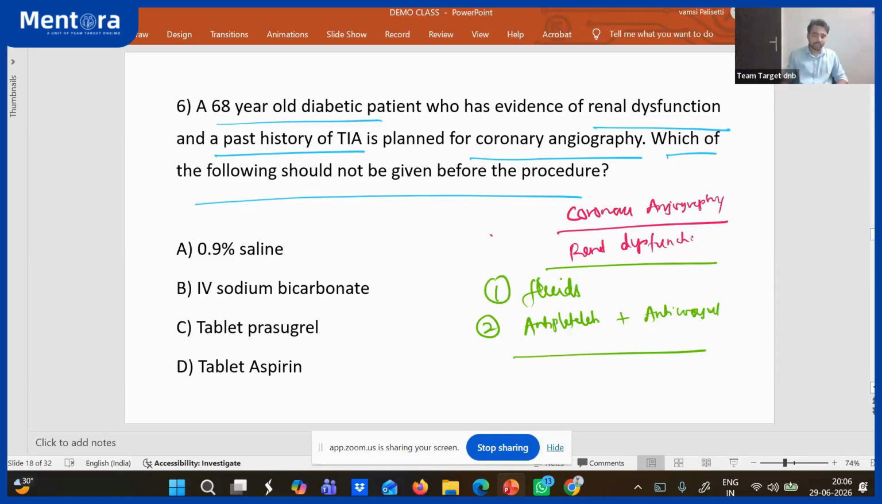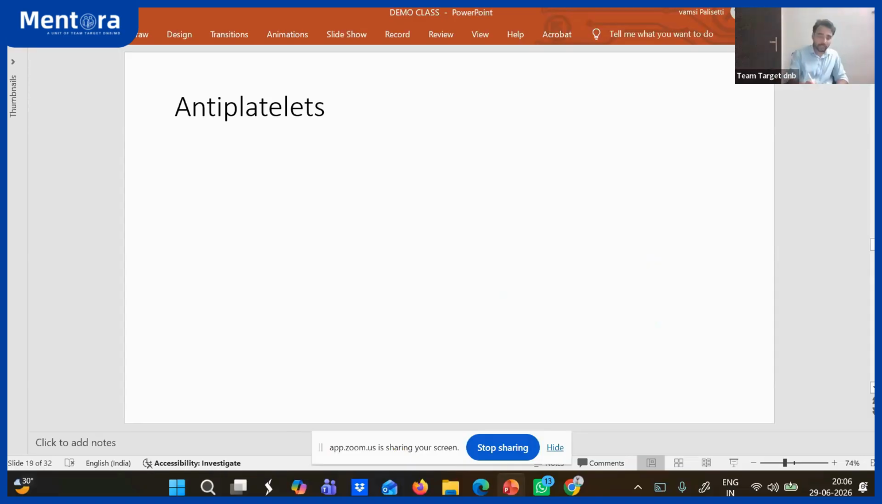Now the question is, which should not be given? Yes, 0.9% saline is correct. IV sodium bicarbonate, okay, not that much, we'll see. Tablet aspirin, antiplatelet, yes, you have to give, and tablet prasugrel, both are antiplatelets. So now what should be given and what should not be given? Before this, you have to know, this is a hematology topic. You have to know what the antiplatelets are.